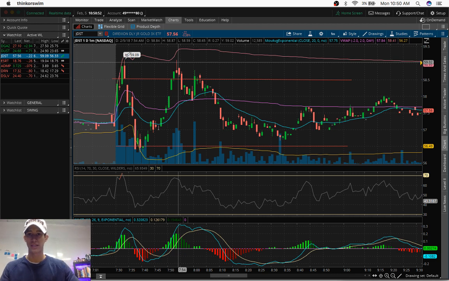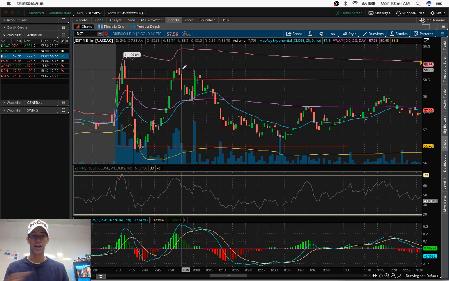I looked at previous resistance levels. It peaked out at $59. I knew that it was most likely going to peak out there. It started to sell off. I covered profits right away.